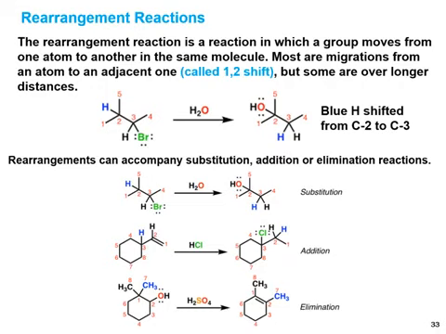The next type is the rearrangement reaction. A rearrangement reaction is a reaction in which a group moves from one atom to another in the same molecule. But it should be noted that the group that moves is not actually a reaction center. The group migrates from an atom to an adjacent atom, meaning from one carbon to an adjacent carbon, but in some cases a longer distance rearrangement takes place.